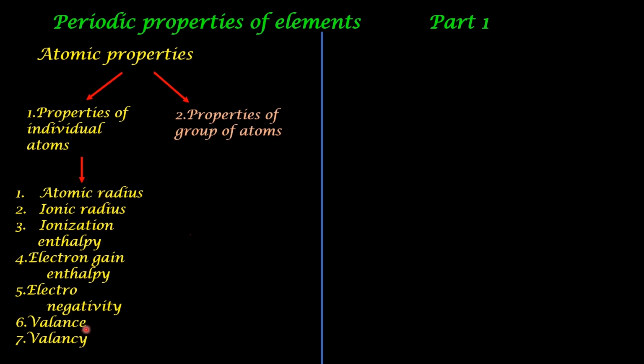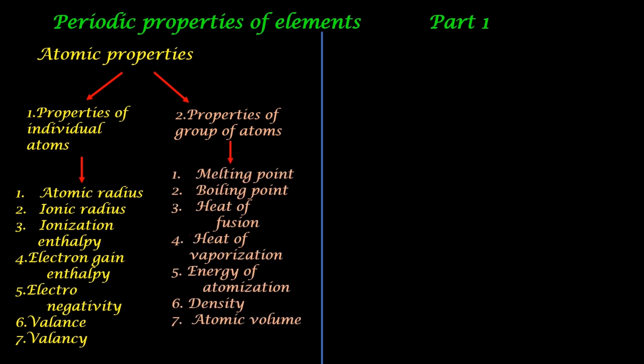All these properties we will be discussing in detail. In this video, I will give the definition and difficulties in determining atomic radius. But before that, we will also see the properties of groups of atoms. Groups of atoms mean groups of molecules. Groups of molecules form particles that constitute matter.